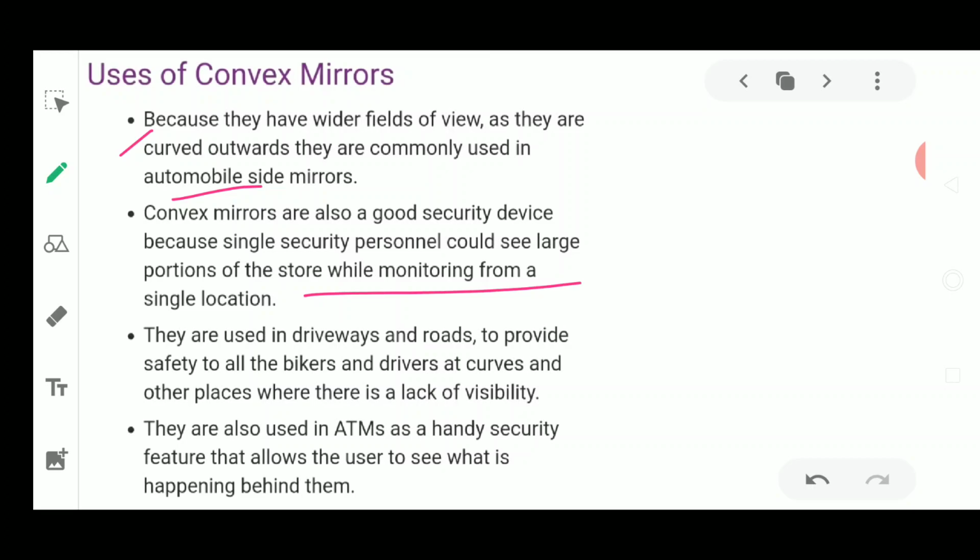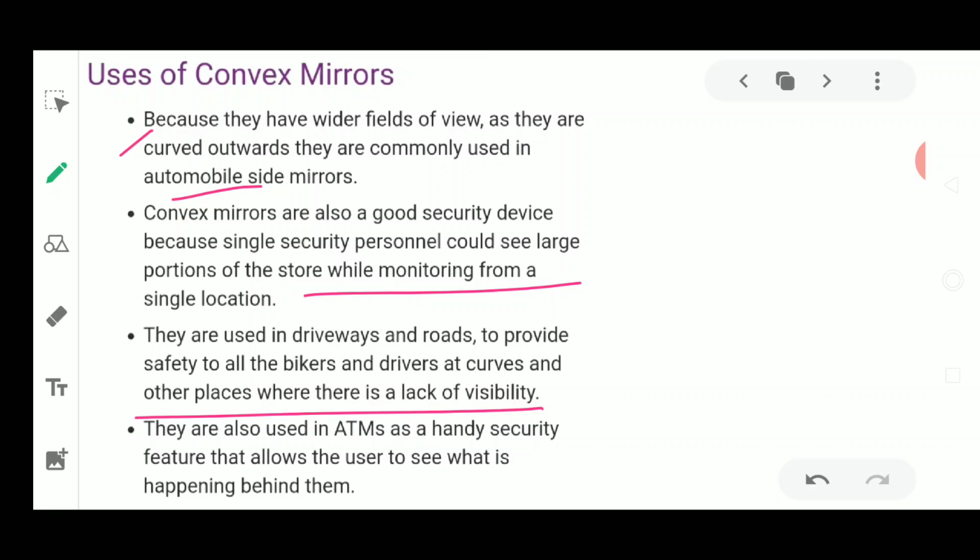Okay, next thing is that it is used on roads to provide safety to all the bikers and drivers at curves, meaning wherever there is a lack of visibility, these mirrors are always placed at those corners so that it is easier for people to drive safely.